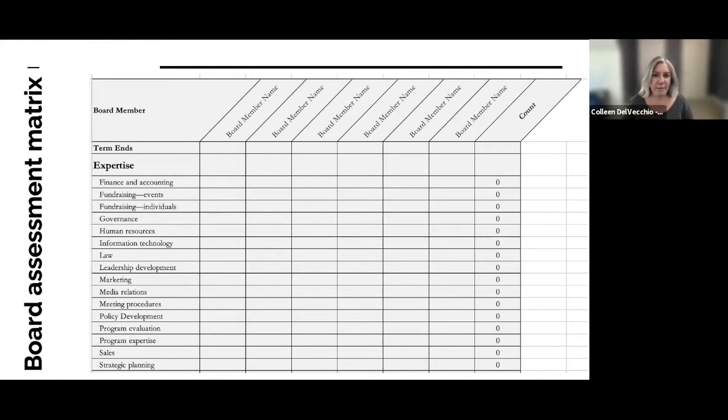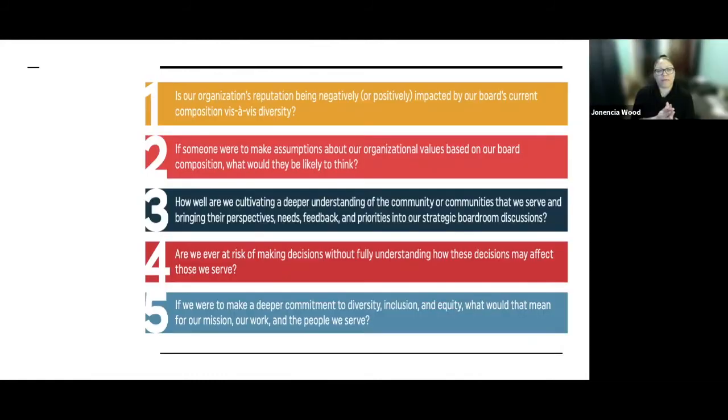When new board members come in, you ask them to tell you their areas of expertise. Then we can check off and say, okay, we know Janencia has expertise in marketing, and Angie has some expertise in sales, and Linnea has expertise in policy development. That way we can start to figure out, as people roll off, who we need to bring on the board.